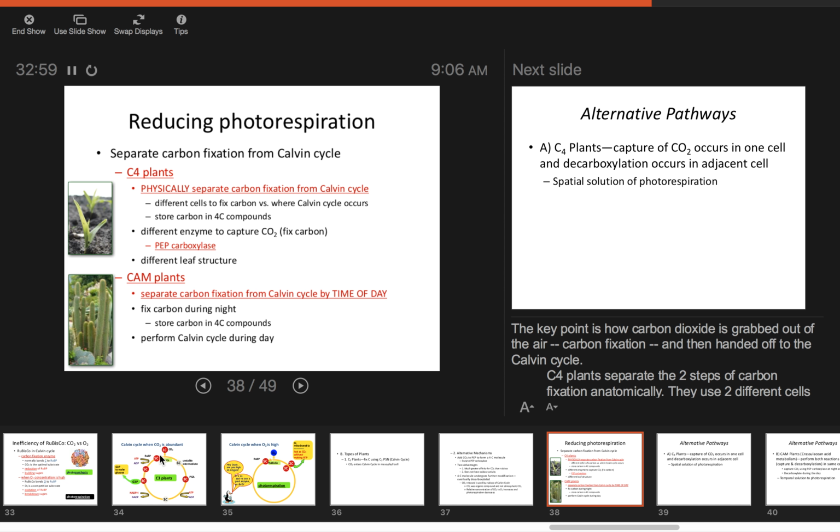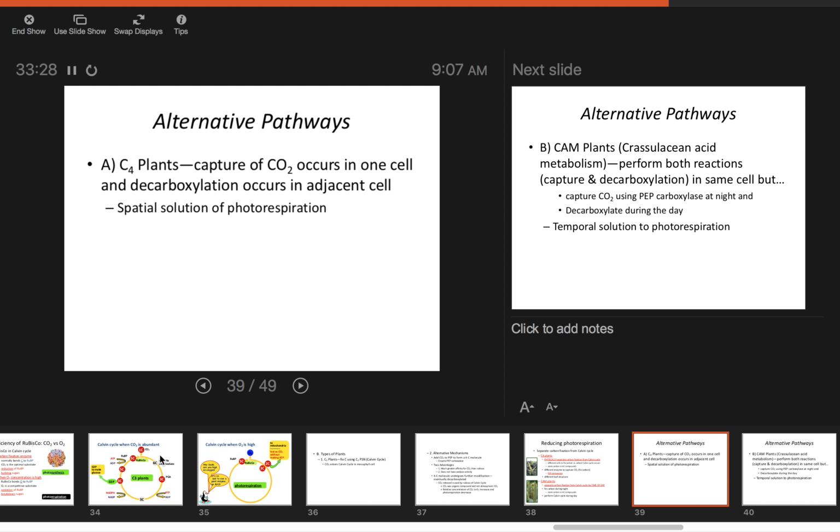Okay, so in CAM plants, their thing is they're going to separate carbon fixation by time of day. So they'll fix carbon at night, not during the day. C4 plants actually have a separate compartment that allows CO2 to come in. So CAM plants, you fix carbon during the night, you store carbon in 4-carbon compounds, and then during the day you perform the Calvin cycle, because then you'll close the stomata. Oxygen can't enter.